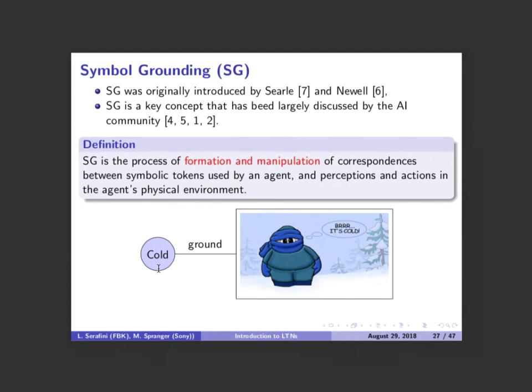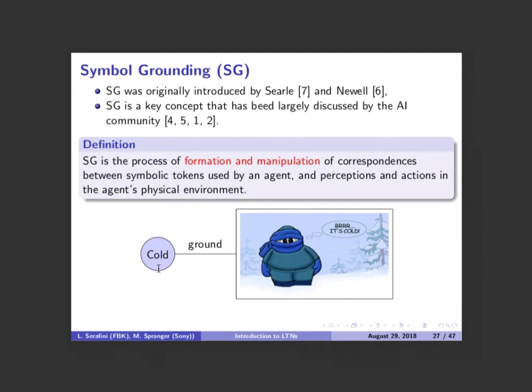And what we are saying here is that the symbol cold has to be grounded on perceptions. And this could be seen as the physical environment. And these vectors are supposed to represent such input in the real world about a number of measures, sensors, and so on. And then you can think of many different types of such sensors.